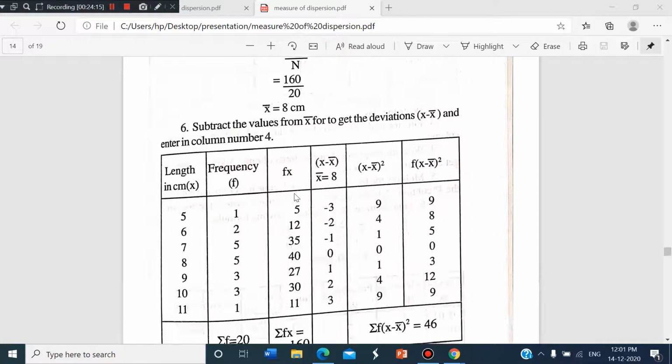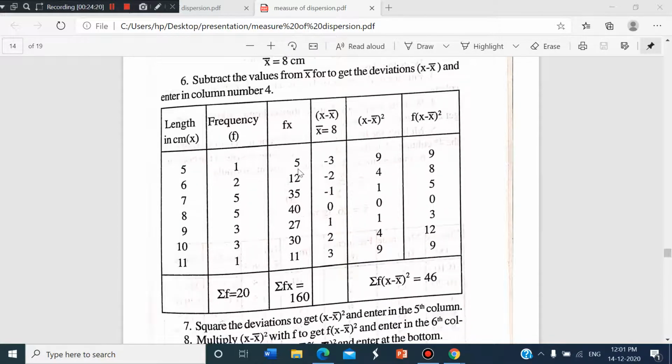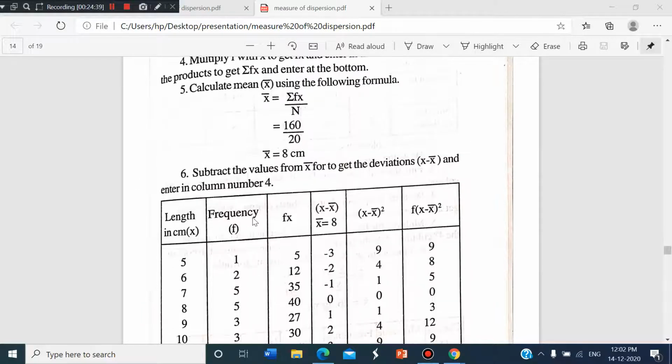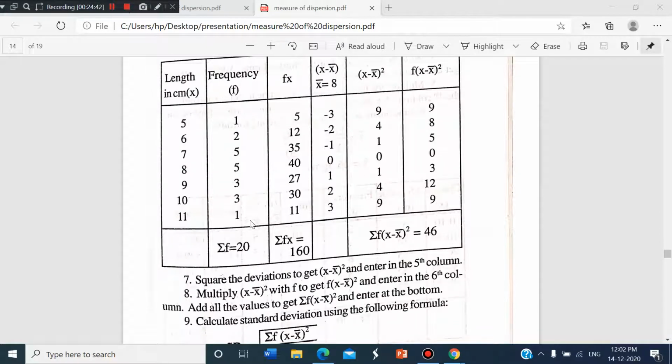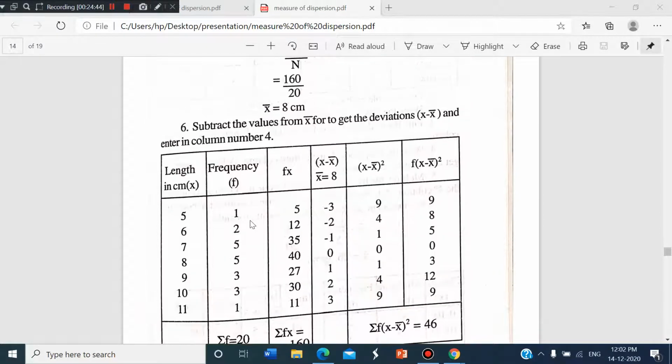This is the summation fx. That's 160 if you make a total. F means this x. 5 into 1 is 5, 6 into 2 is 12, 7 into 5 is 35, 8 into 5 is 40, like that. Summation fx equal to 160. If you make a total of all the frequencies, it is summation f equal to 20. Now you know the mean. X bar equal to 8.